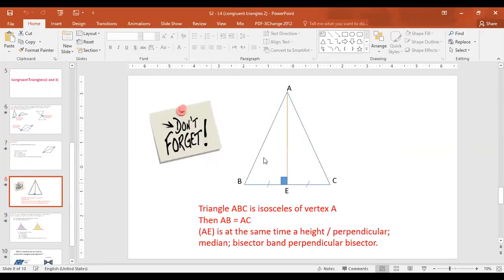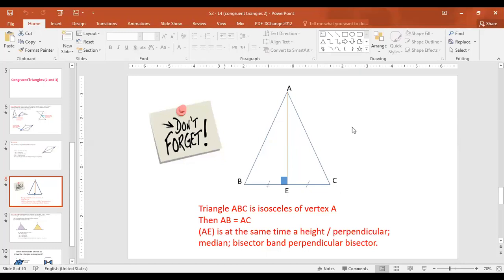Before I move to the third case, I want to remind you again of something we talked about in our lesson congruent triangles 1. Please listen carefully. If you have an isosceles triangle ABC of vertex A, who are the equal sides? The equal sides are issued from A. AB and AC are the equal sides. Who is the base of this triangle? BC. Yes, BC is the base.